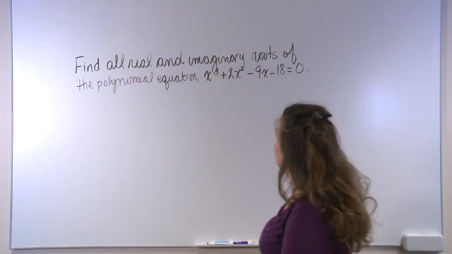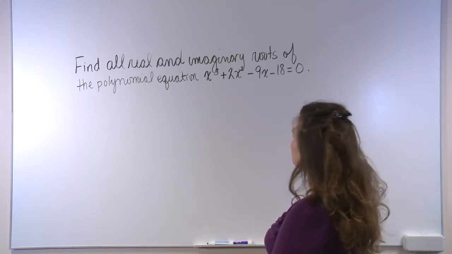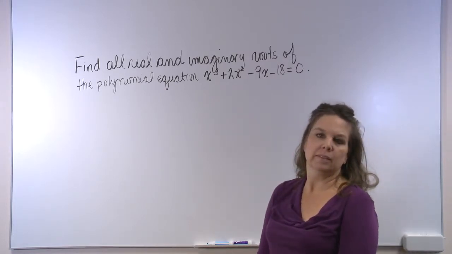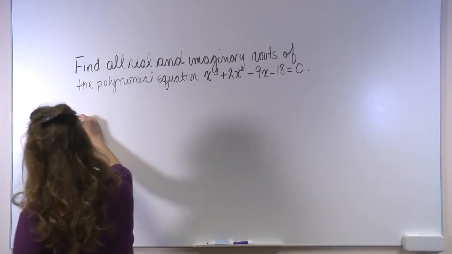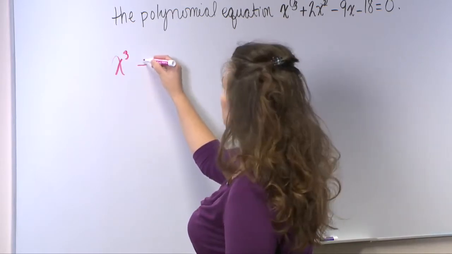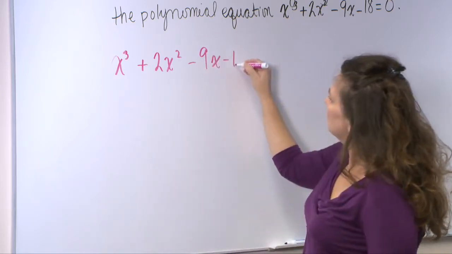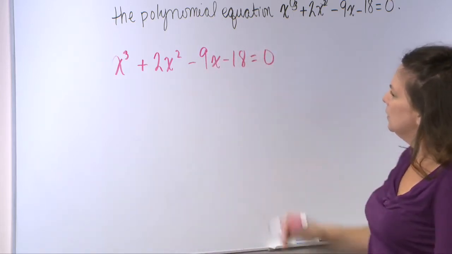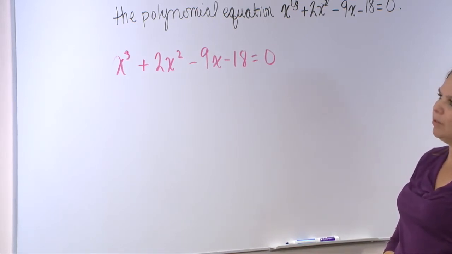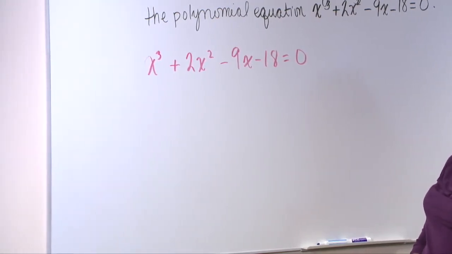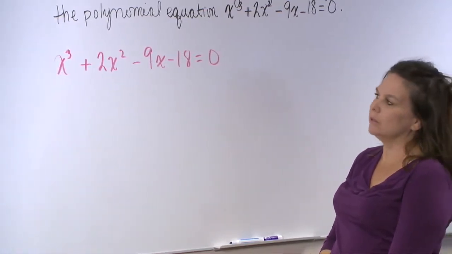Find all real and imaginary roots of the polynomial equation x cubed plus 2x squared minus 9x minus 18 is equal to 0. So we'll begin by writing down our equation, which is x cubed plus 2x squared minus 9x minus 18 is equal to 0. When we have four terms, one approach to solving the equation is to try to factor by grouping. So that's the approach I'm going to start with here to see if it works.